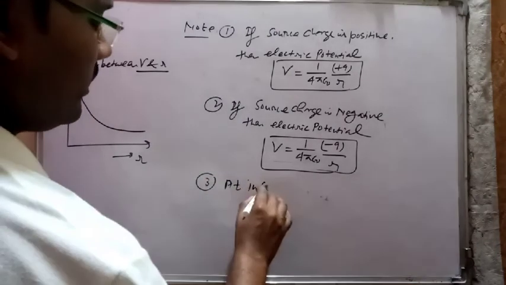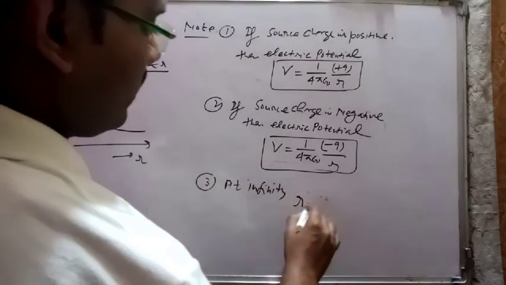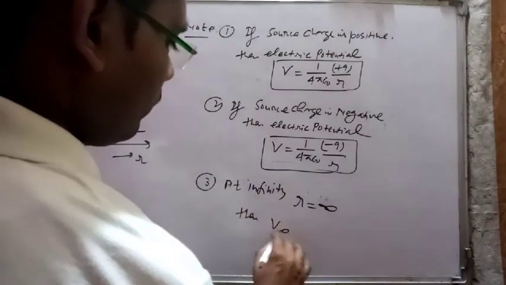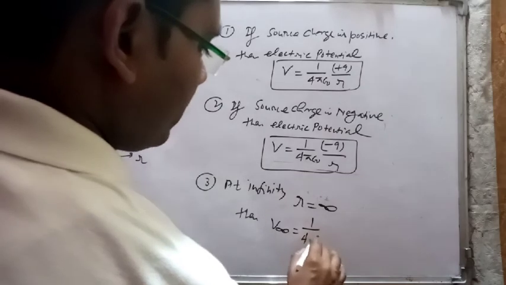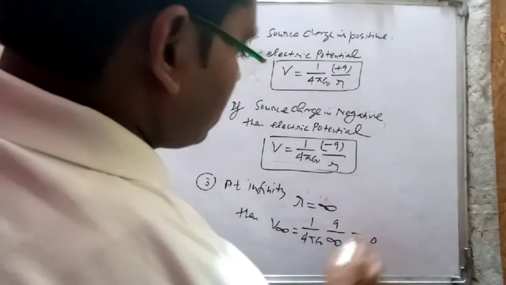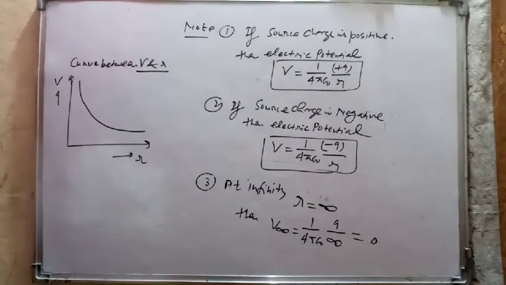At infinity, R is equal to infinite, then V infinity is equal to 1 divided by 4 pi epsilon naught Q divided by infinity gives 0. Hence electric potential at infinity is 0.